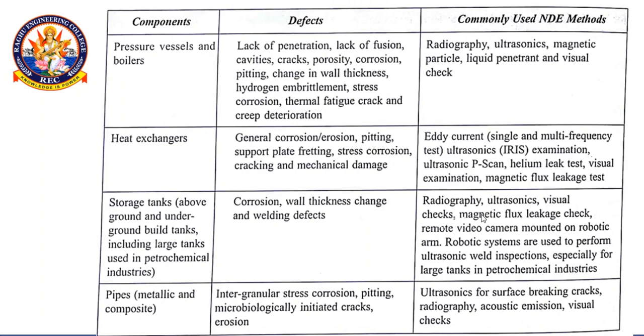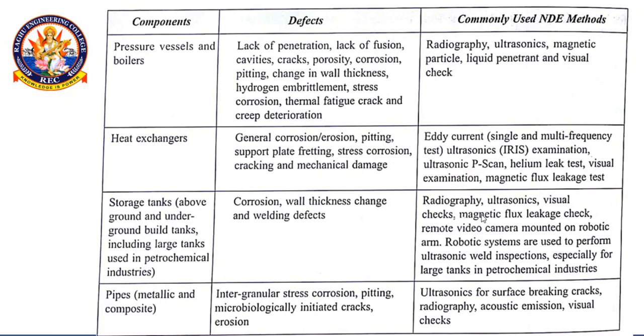Hydrogen embrittlement is nothing but, if hydrogen is there in the material, that hydrogen reacts with the steel and enters in between the grain boundaries. There is a possibility of increasing the brittleness of the material. When it is exposed to a little impact load, some cracks can occur at that embrittled area. This one is stress corrosion, because many stresses are acting on this material, leading to cracks, creep, and deterioration. What are the tests we are going to conduct?